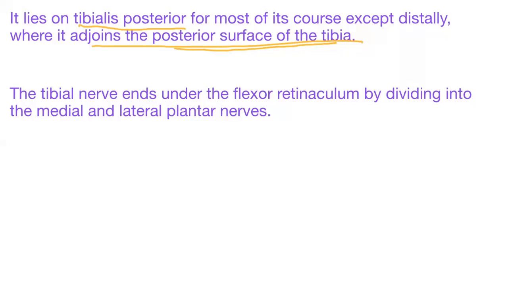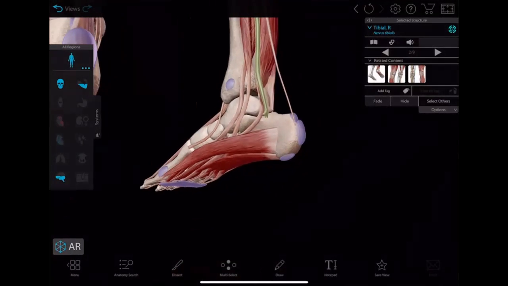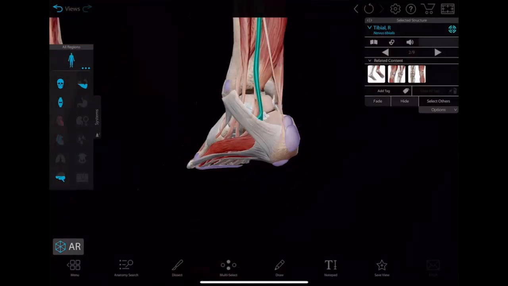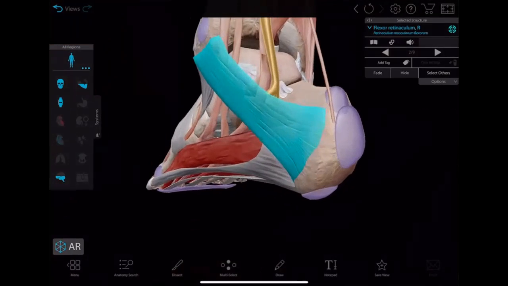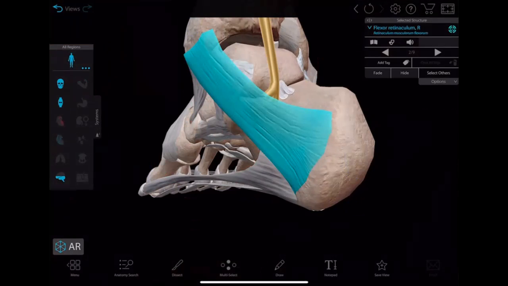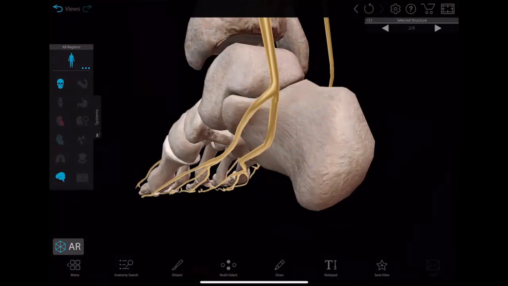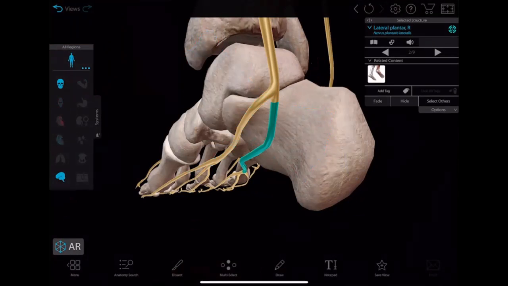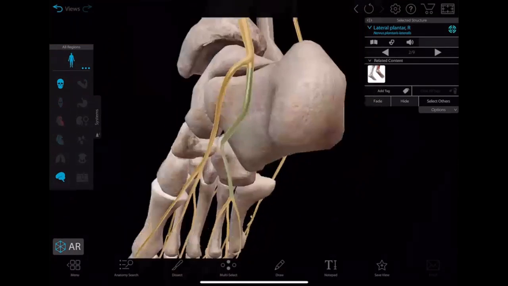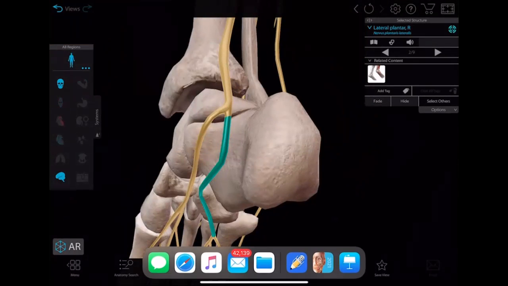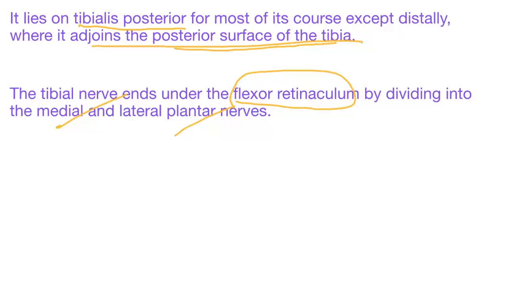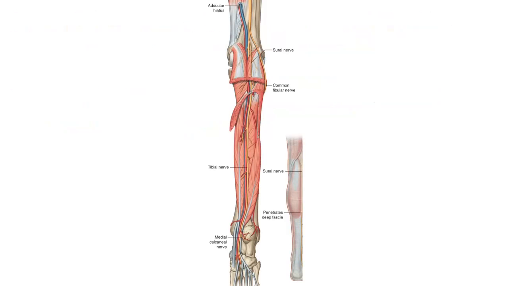The tibial nerve ends under the flexor retinaculum by dividing into medial and lateral plantar nerves. Okay, I have already shown you. So this is the flexor retinaculum, right? If you remove all muscles, okay, sorry, this is the medial, and this is the lateral plantar nerve. Okay, it divides like that. So those are its branches. So this is the tibial nerve, the diagrammatical representation, right?